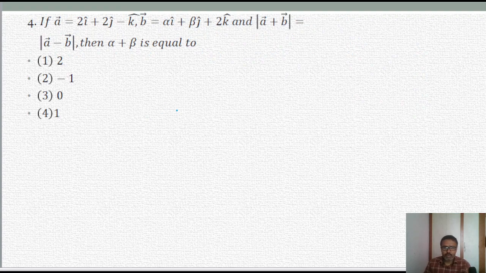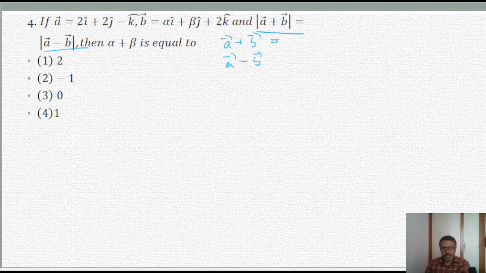Now it is a problem on vectors. So two vectors are given to us. Vector A is equal to 2i plus 2j minus k, and vector B is alpha i cap plus beta j plus 2k, and the condition given is magnitude of A plus B is equal to magnitude of A minus B. That means first we need vector A plus B and vector A minus B, and the magnitudes of these two vectors are equal.